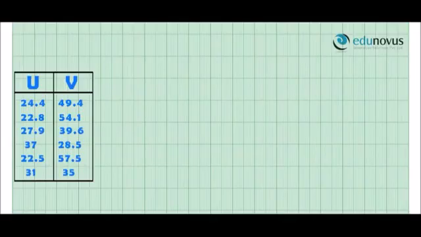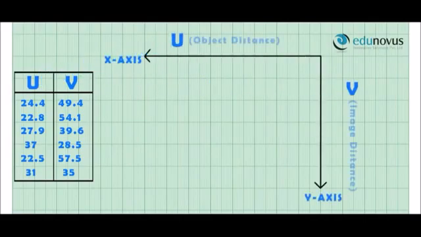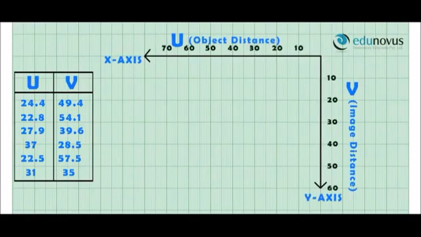u-v graph, concave mirror. Using the values of u and v, draw a graph by taking u on the negative x-axis and v on the negative y-axis. We select a suitable scale. On the x-axis, 1 centimeter is equal to 10 centimeters. On the y-axis, 1 centimeter is equal to 10 centimeters. Now, let us plot the points on the graph.